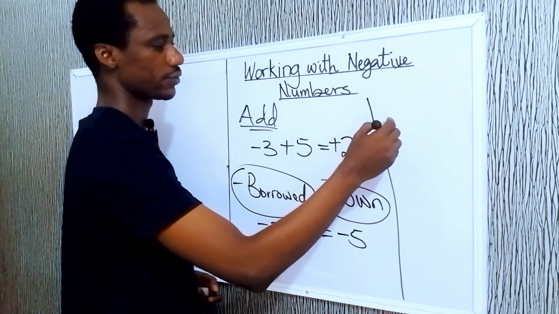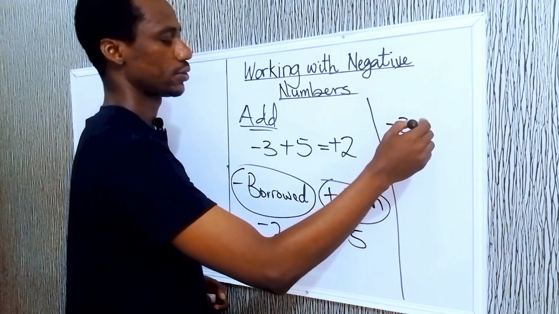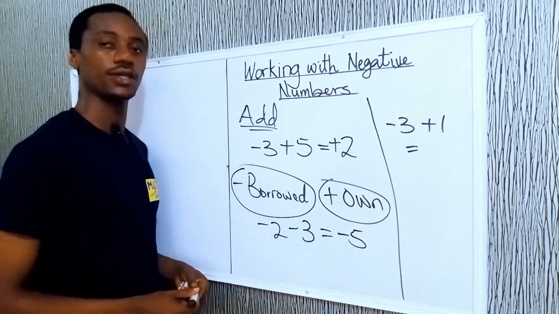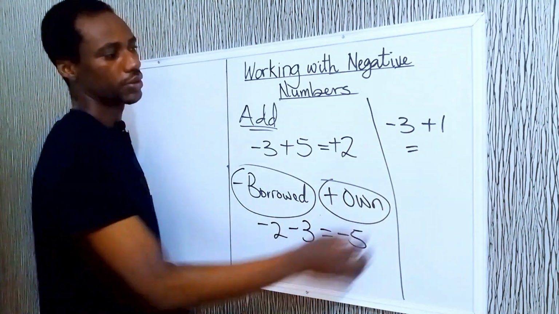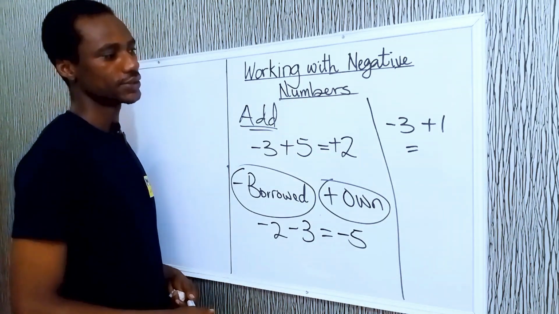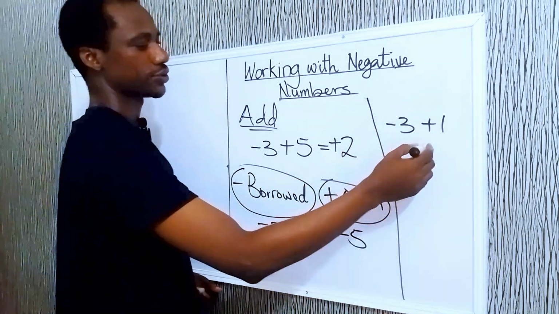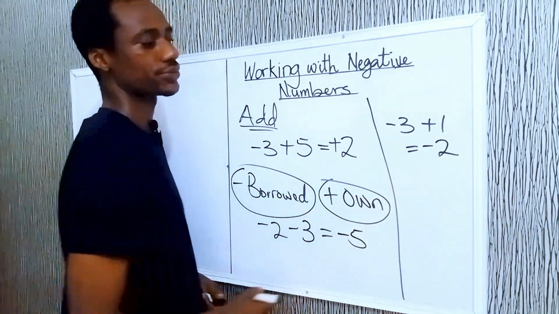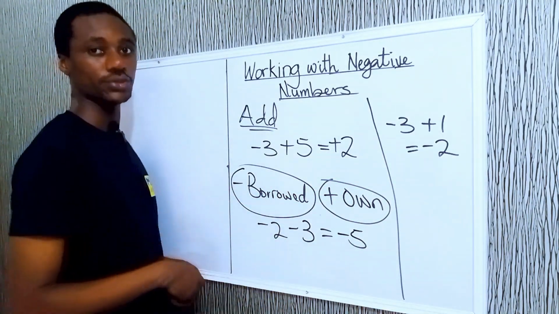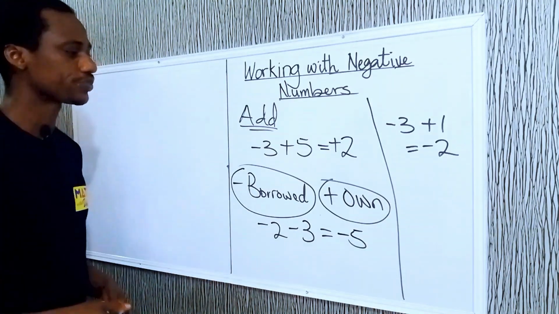One more example. Let's say you have negative 3 plus 1. In this case, you borrowed 3 apples, but you only have 1 to pay back. If you pay back 1 out of the 3 you borrowed, that means you're still owing 2 apples. You still have to return 2 apples.